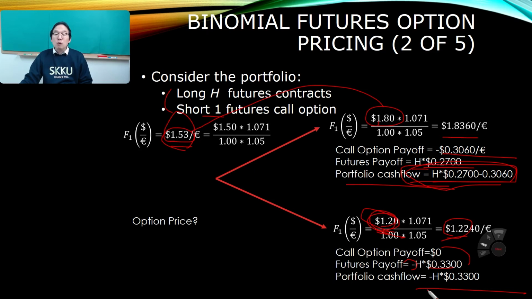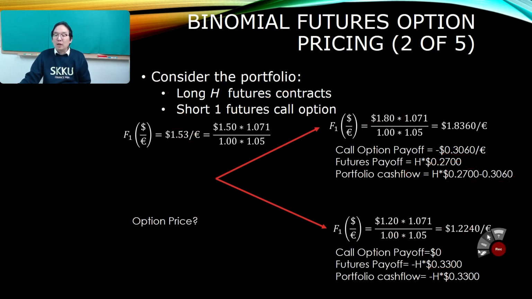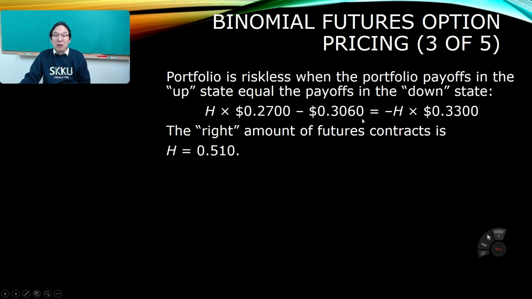Now, what did I say? This portfolio, we design it to be risk-free so that we can discount it at the risk-free rate. So I want these two cash flows to be identical to each other. Equate these two, and we have one unknown, H. We can solve for it. That's the right amount of futures contracts. The portfolio is riskless when the payoff in the upstate equals the payoff in the downstate. H turns out to be 0.51.